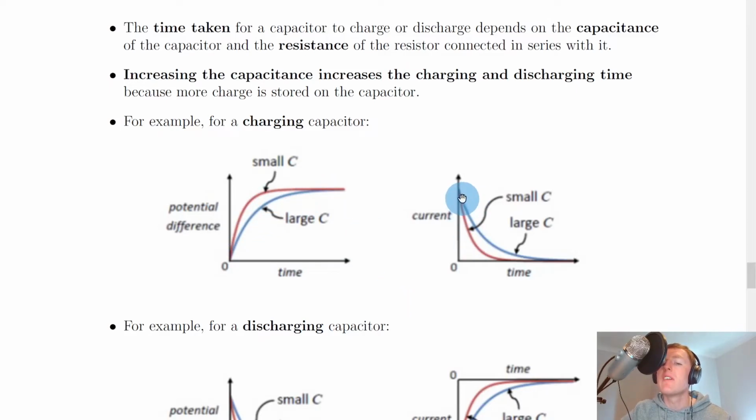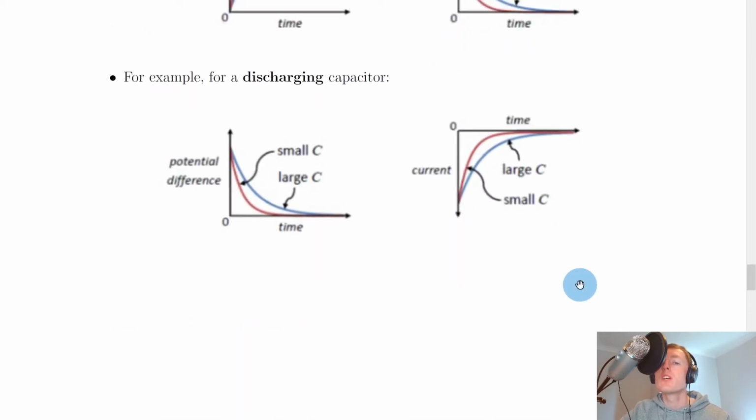Same for the current. If it's a small capacitance for the capacitor, then it will take a shorter time to decrease to zero. However, if it's a larger capacitance for the capacitor, it will take a longer time to decrease to zero. We can also see the same for the discharging case of a capacitor.